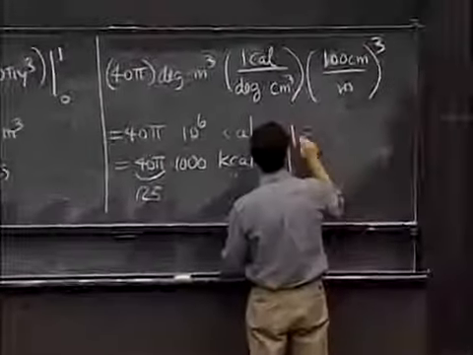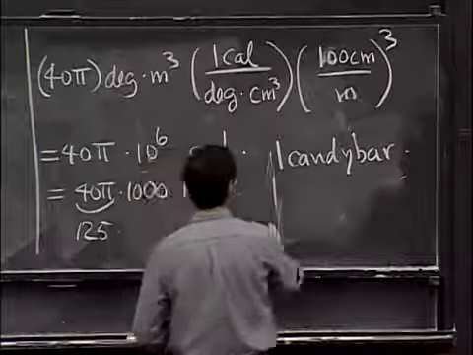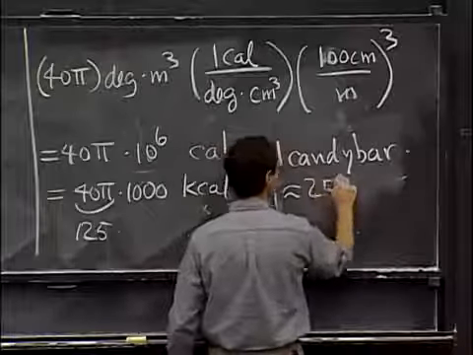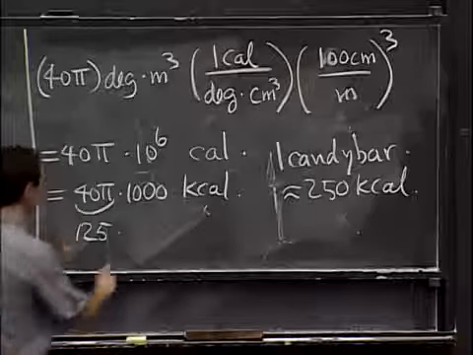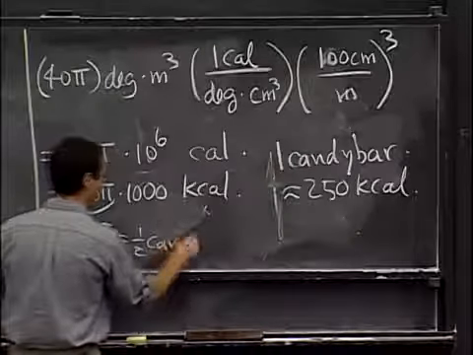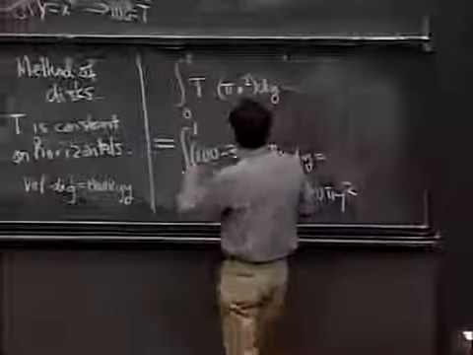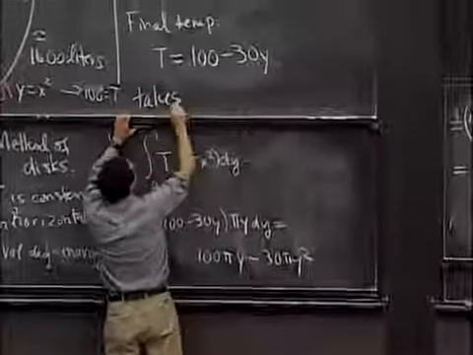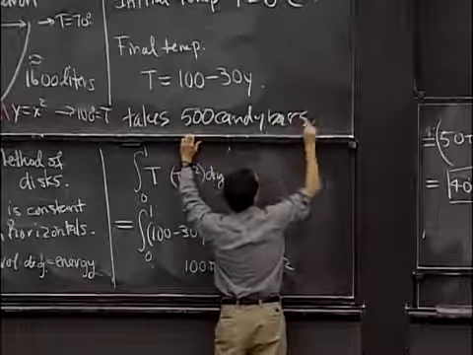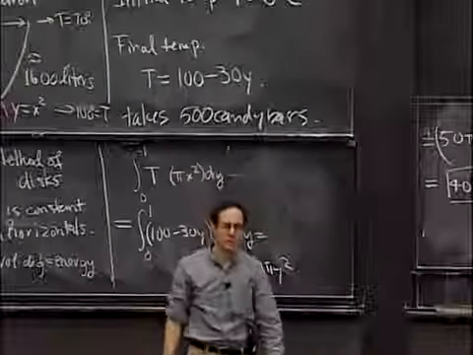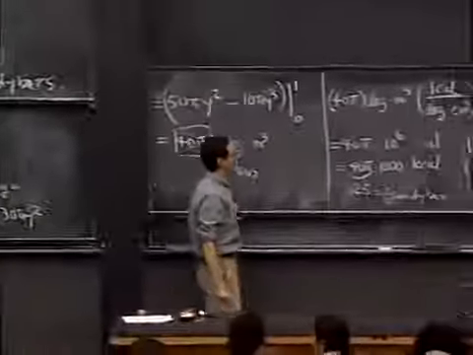And so one candy bar, this is a Halloween example, is about 250 kilocalories. All right? So this is half a candy bar. So the answer to our question is that it takes 500 candy bars to heat up this thing. Okay, so that's our example.